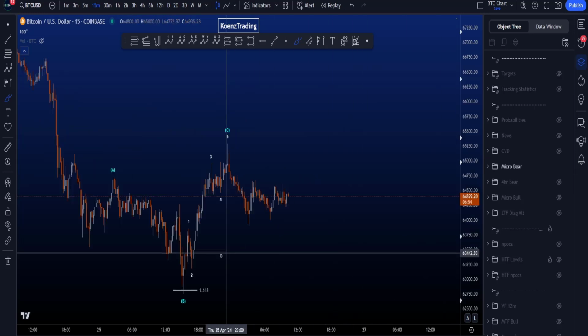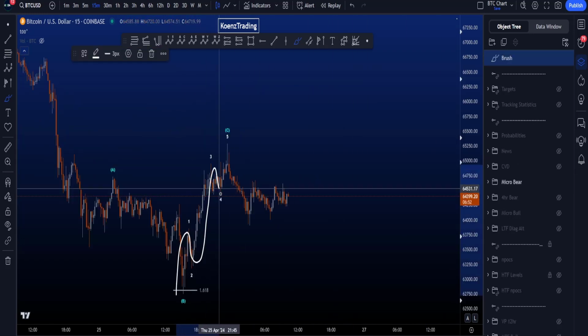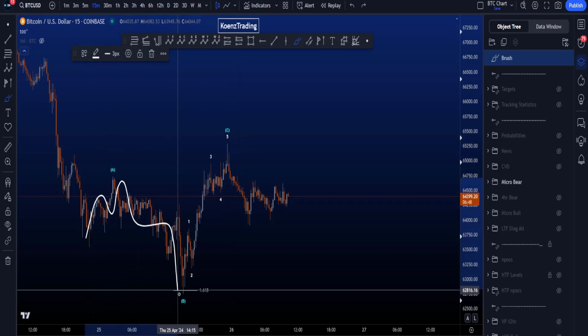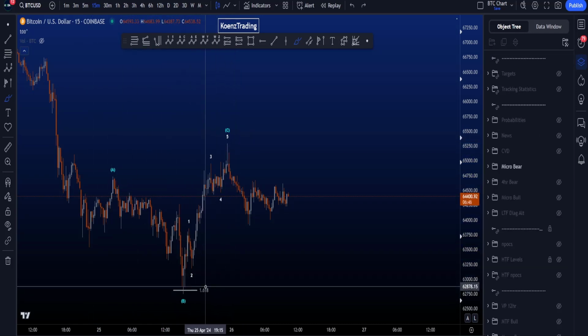The bearish scenario is that this move towards the upside is counted as a wave C in a flat structure, 3-wave A, 3-wave B, and then a 5-wave C to the upside.